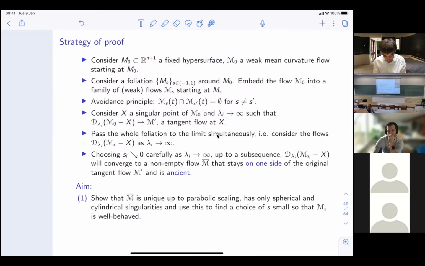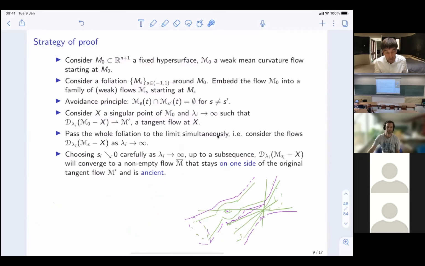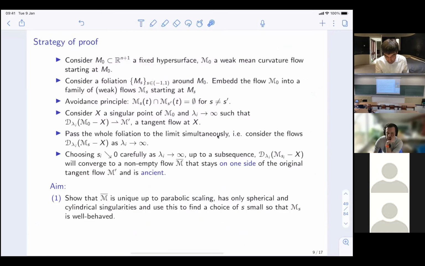Now, the aim is that this guy, what you see out here, is unique up to parabolic scaling. So this is the idea. This limit you get is unique up to parabolic scaling. And what we want to prove is that this guy, I'll explain why we can expect this, has only good singularities, only spherical and cylindrical singularities.